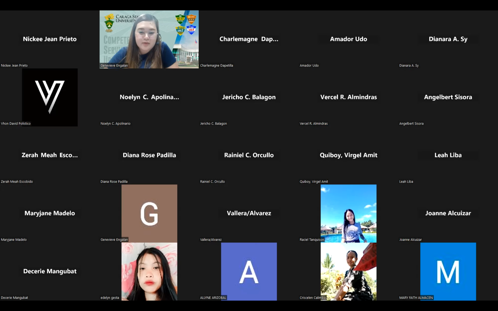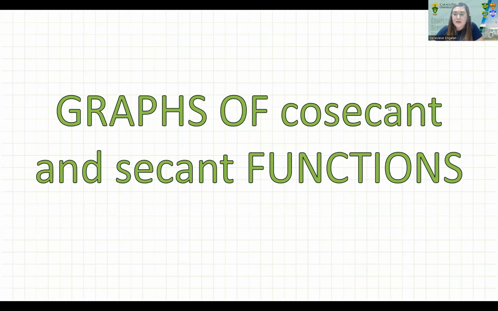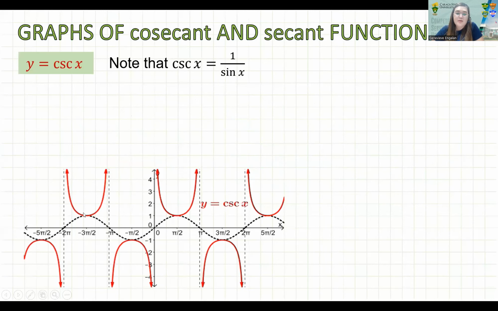So I hope nakasabot mo sa sine o cosine. So share nako ning. Okay, so next is atong i-discuss na pod ang graphs of cosecant and secant functions. Okay, so ingon ani ang nawong sa atong secant nga function.